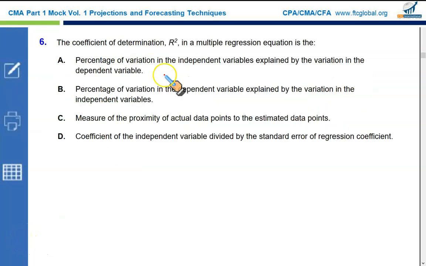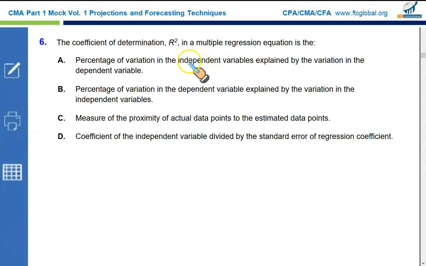Then the coefficient of determination R squared in a multiple regression equation is what? That's what we were just talking about. A. Percentage of variation in the independent variable explained by the variation in the dependent variable. This is totally opposite of what it should be.